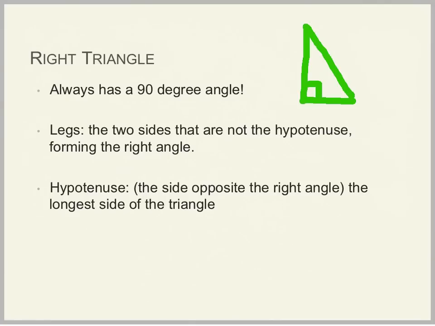A right triangle always has a 90-degree angle, which in this case is shown there. It has 2 legs that are not the hypotenuse, which form the right angle. We consider that leg A and leg B. And the hypotenuse is the side opposite the right angle, and it's always the longest side of the triangle.